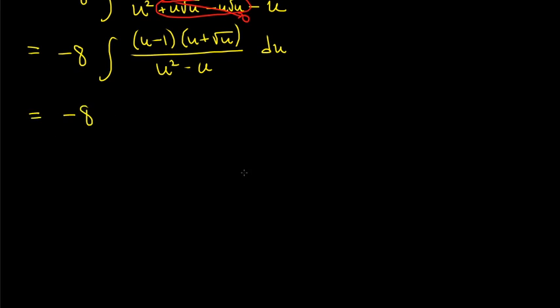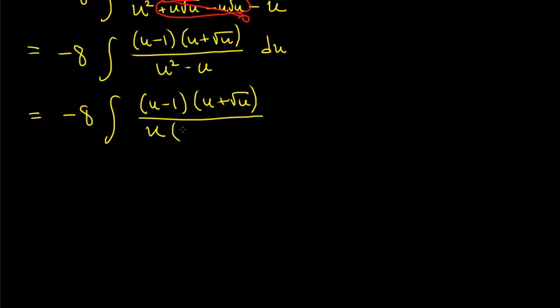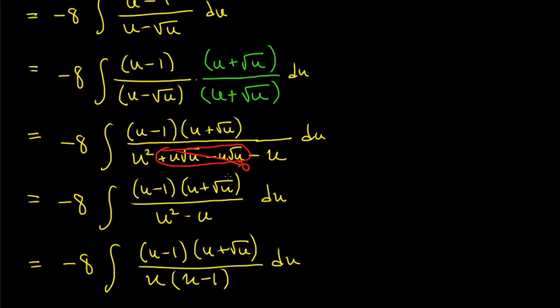But look carefully at the denominator. The denominator, u squared minus u, should remind you of something. Right? There's a factor of u in each of these. So I can just factor out a u. And if I do that, I get u minus 1. Aha! Now you see the method to my madness here, right?